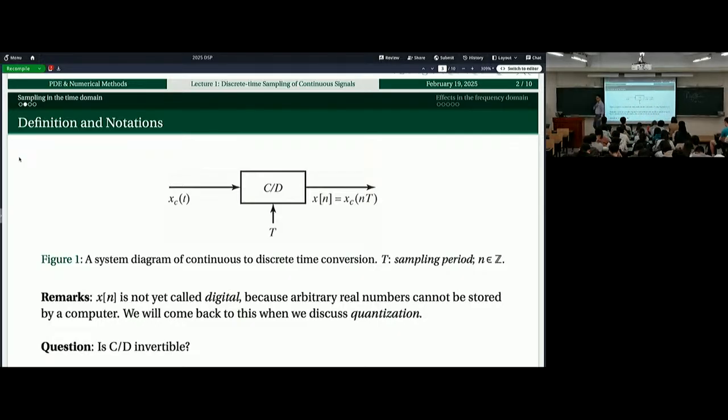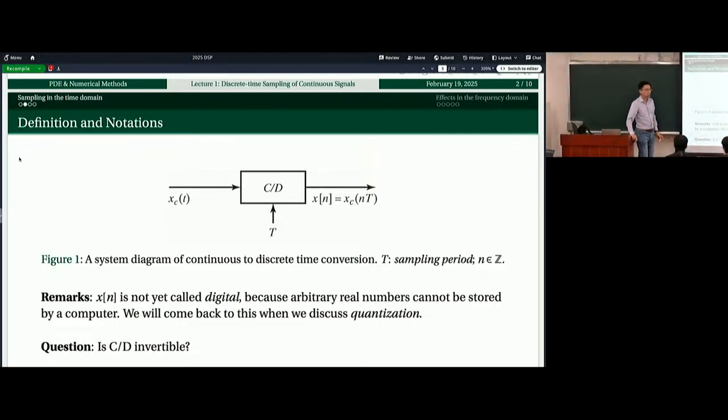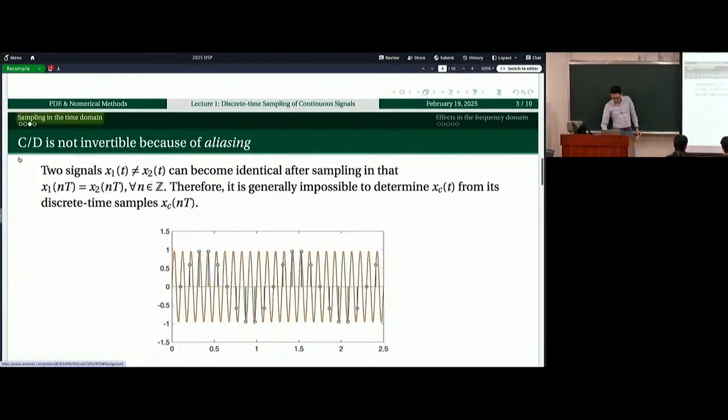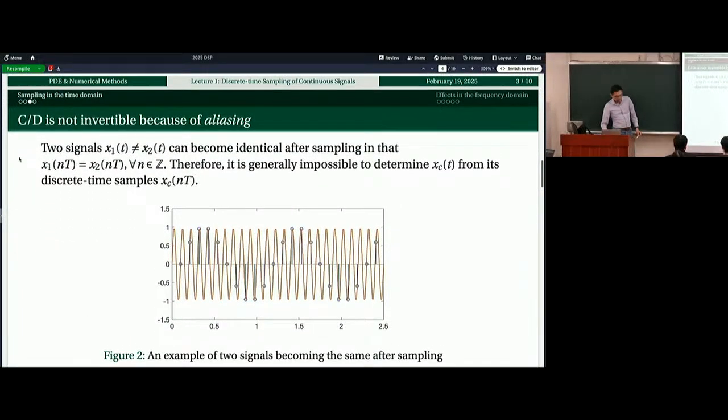This is an important question, because if the inverse exists, then we can have a D to C conversion. C to D first, and then we can very well call the inverse D to C. But really, is the sampling of any signal invertible? And the general answer is no. The C to D conversion, continuous to discrete time conversion, is generally not invertible because of an effect called aliasing.